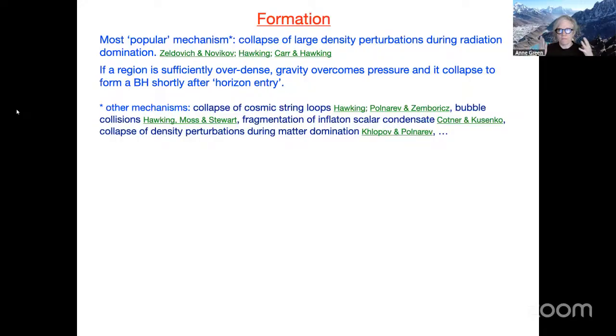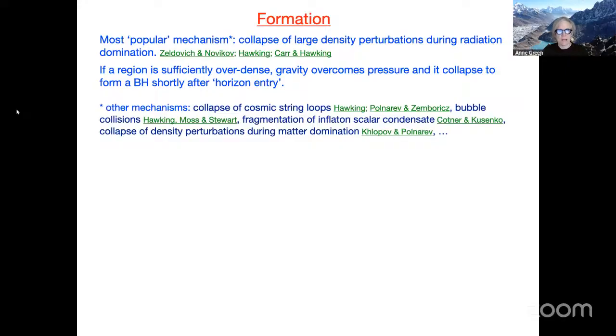So to form a primordial black hole, you need an overdensity so large that it collapses to within its own Schwarzschild radius. The most commonly studied mechanism, and arguably the most minimal, is the collapse of large density perturbations, which would be generated during inflation and then collapse later on during radiation domination. These are the same density perturbations from which structures form, galaxies and galaxy clusters, but on much shorter length scales. And as we'll see in a moment, they have to have much higher amplitude.